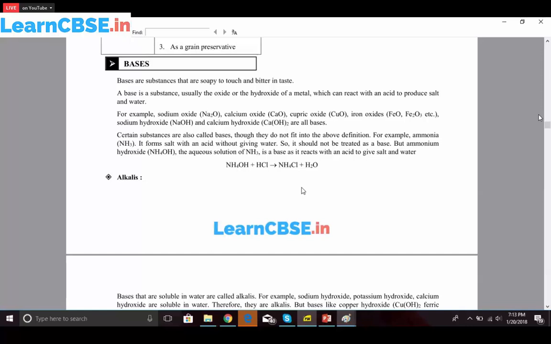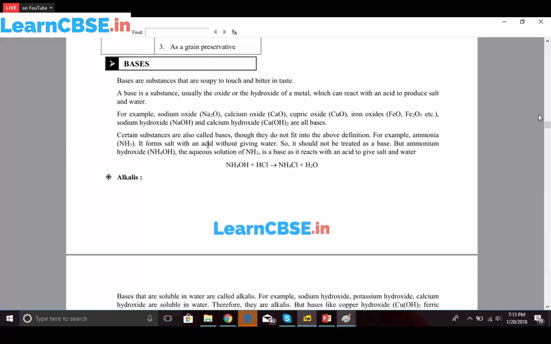So a base is a substance, usually the oxide or the hydroxide of a metal. For example, if you're taking Na, it will be either Na2O or NaOH, which can react with the acid to produce the salt and the water. For example, Na2O, sodium oxide; calcium oxide, CaO; cupric oxide, CuO; and iron oxides, FeO and Fe2O3; sodium hydroxide, NaOH; calcium hydroxide, Ca(OH)2 are all bases.